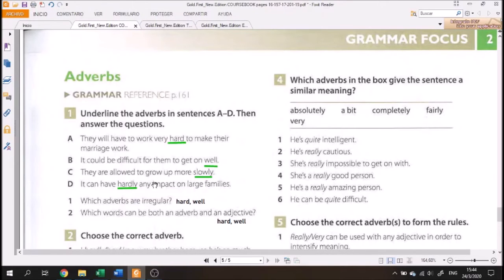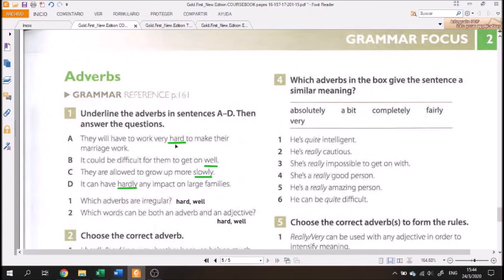And what about meaning? What's the difference here? They will have to work very hard to make their marriage work. It can have hardly any impact on large families. What's the difference in meaning here? Because the root, la raíz, is the same word, hard. But we say that both are adverbs. Hard is an adverb and hardly is an adverb too. But what's the difference in meaning?